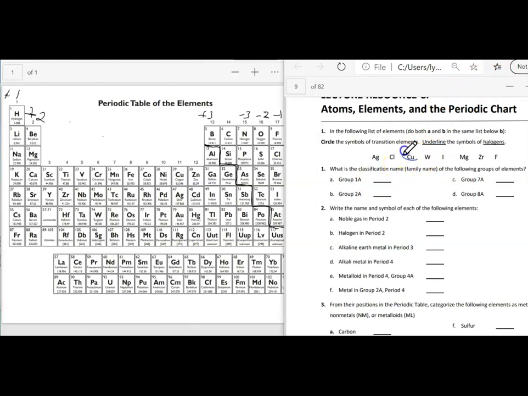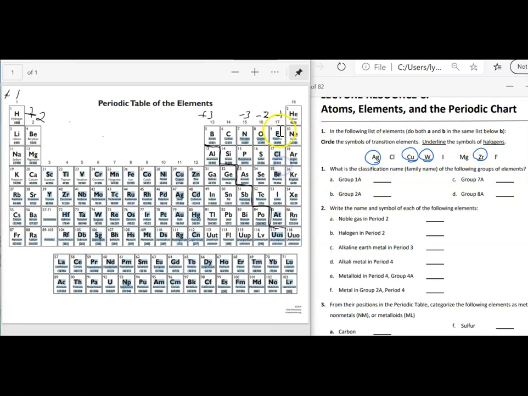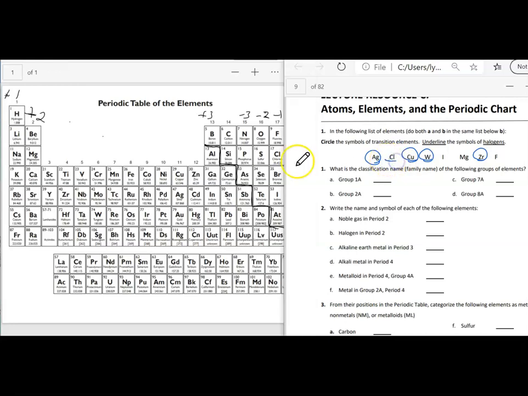We are going to circle copper. Copper's right here. Then this one, tungsten's right here. I obviously know these better than you guys do. Zirconium, Zr, right here. Silver, right here. So these are the 3 transition elements, and we want to underline the halogens. This family right here is the halogens. Chlorine down. So we see Cl is a halogen, so we want to underline Cl. And then iodine is also there as a halogen.